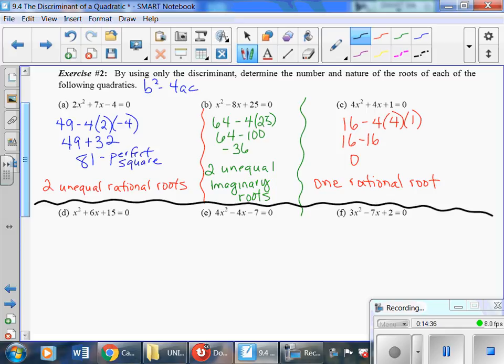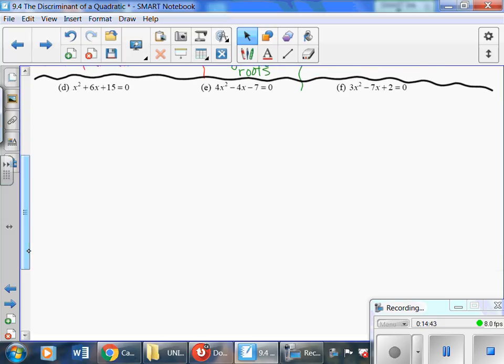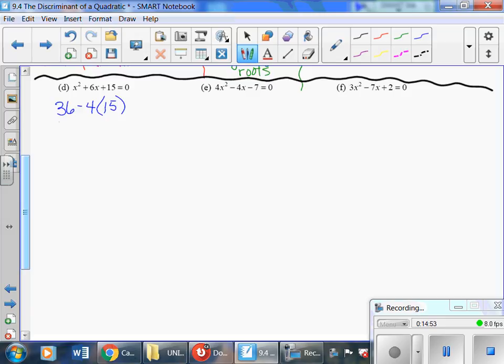If you haven't done it yet, pause the video and try to find the discriminant of the next 3. B squared minus 4 times A times C, which is 36 minus 60, which is a negative 24. Negative means two unequal imaginary roots.